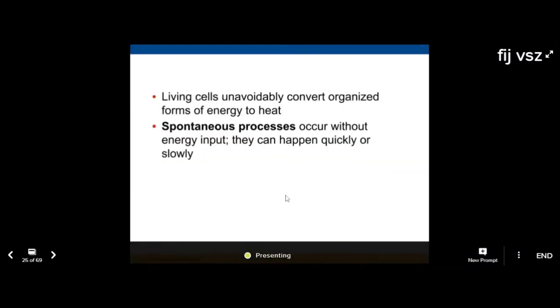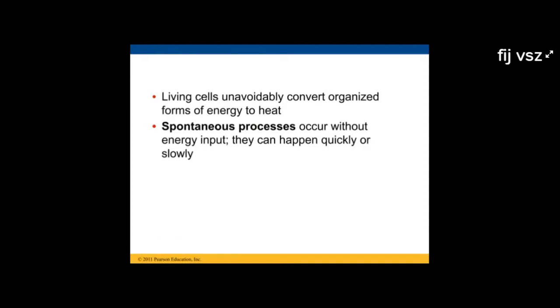Okay. Living cells convert organized forms of energy into heat. This happens all the time, and these are called spontaneous processes, or you could also call it a downhill process. You don't need a lot of energy to make a lot of entropy, just like it doesn't take much energy to allow your room to get messy, right? So those are called spontaneous processes, usually where you're starting with a few really organized molecules and breaking them down into lots of little molecules.